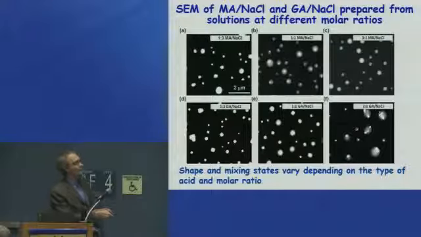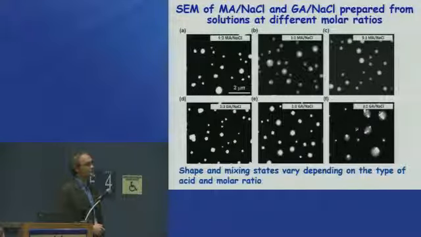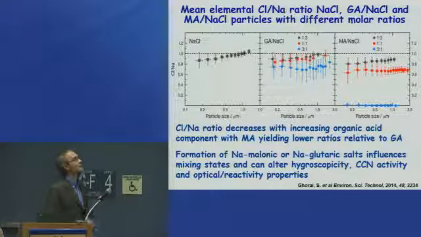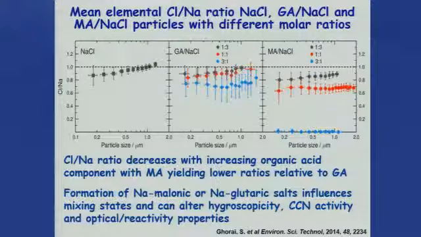If you look at glutaric acid and sodium chloride, somewhat similar effects are observed. As you increase the concentration of organic, you start to see very nice inclusions. For these samples, we also determined the mean elemental Cl to sodium ratio. What is shown here is the dependence on particle size just for pure sodium chloride. So 1 is the expected value. You observe some decrease as you decrease the size, which is attributed to beam damage.